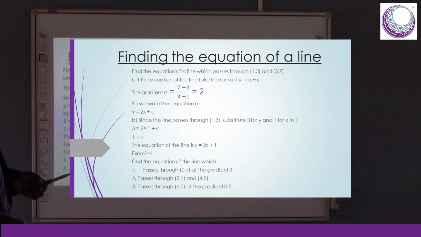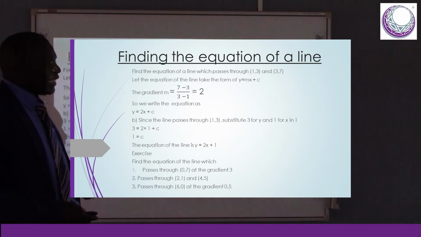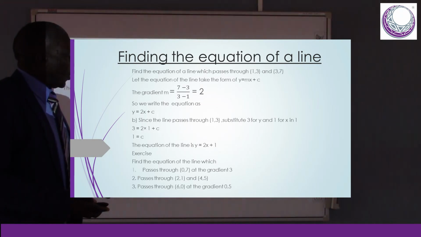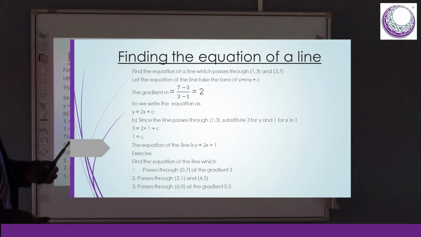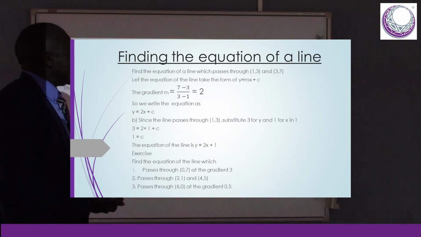So that is finding the equation of a line given 2 points, or you can find the equation of the line given a point and its gradient. So the main formula is y equals mx plus c, and this will enable you to find the value of m and the value of c, which is the gradient and its intercept.